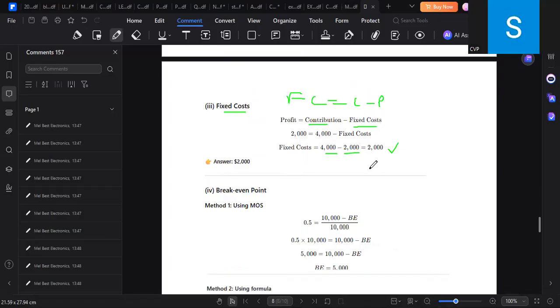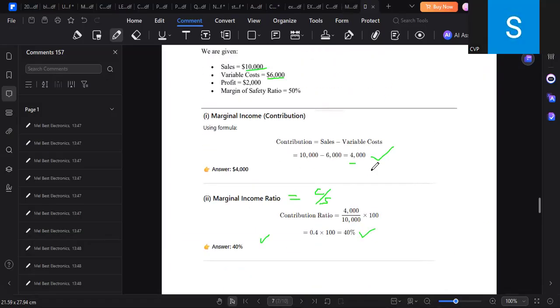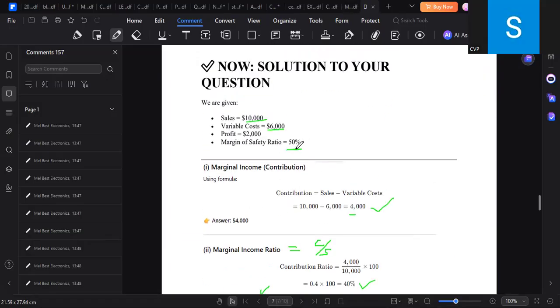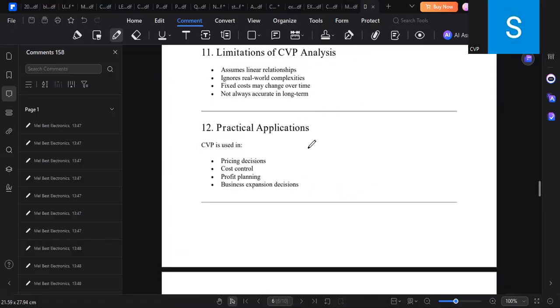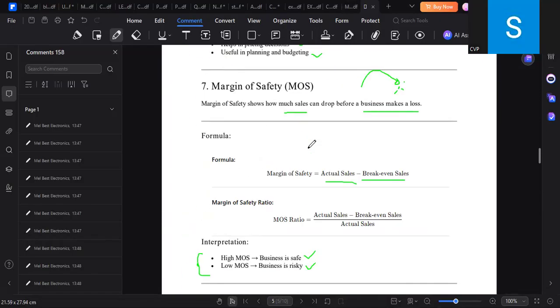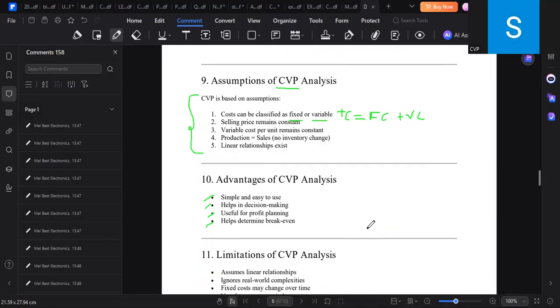Then we're given the margin of safety as 50%. Here we underscore that margin of safety is given by actual sales minus break-even sales over actual sales. So this is the ratio. So 50% or 0.5 is equal to actual sales minus break-even sales over actual sales.